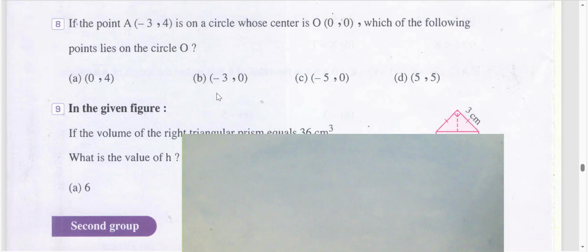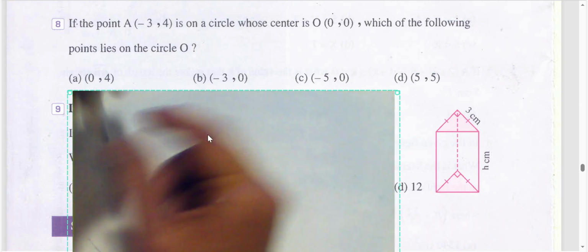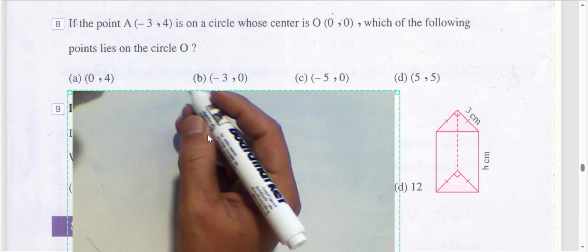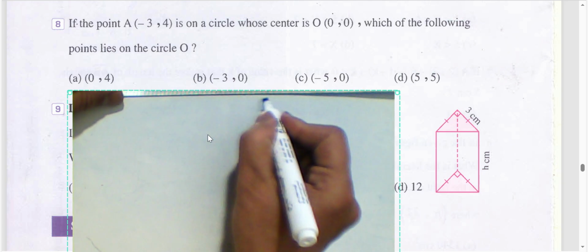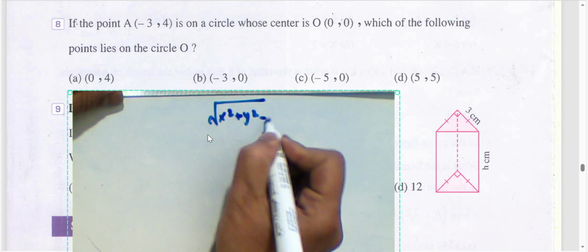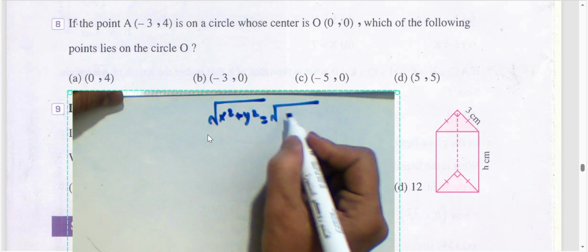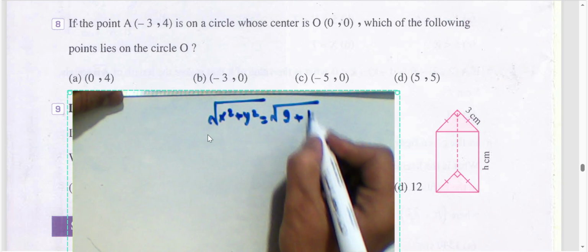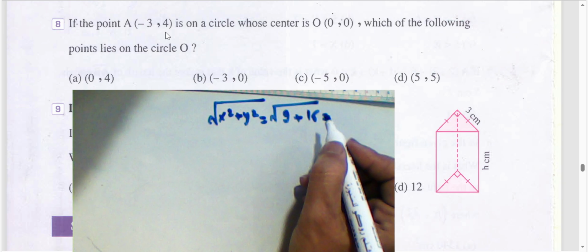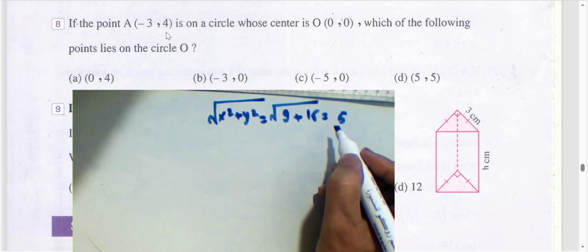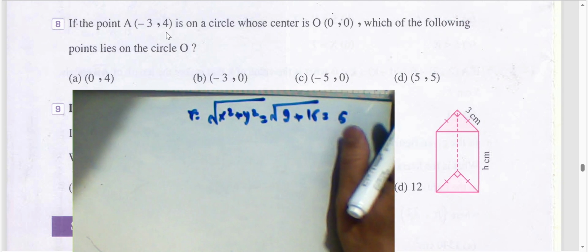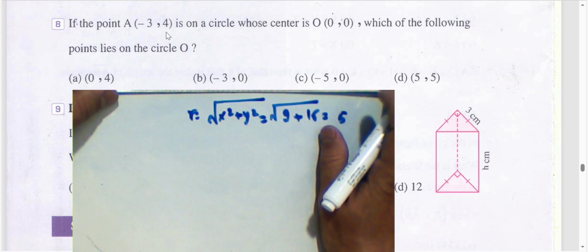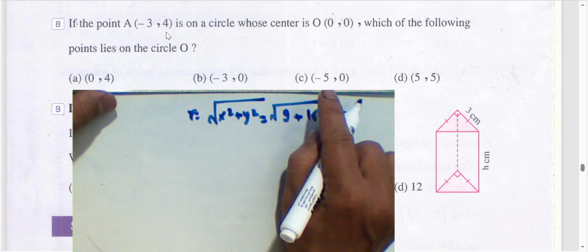If the point A (negative 3, 4) is on a circle with center (0, 0), which of the following lies on the circle? We can find the distance between the point and the origin by the rule square root of x power 2 plus y power 2. Square root of the first is 9 and the second is 16. Negative 3 power 2 and 4 power 2, the result will be 5 units. Then the radius must equal 5. So choose letter C.